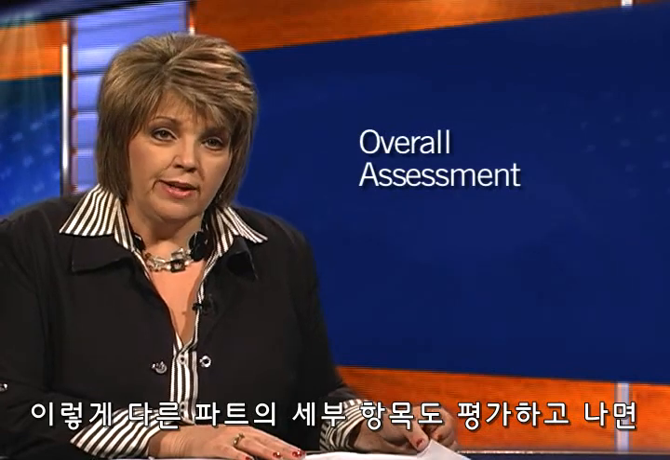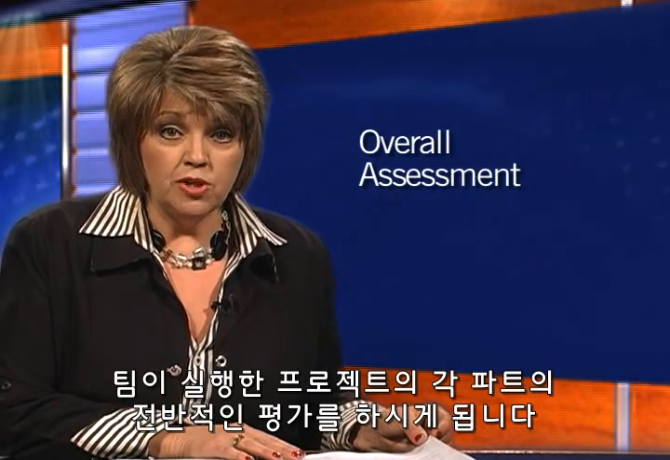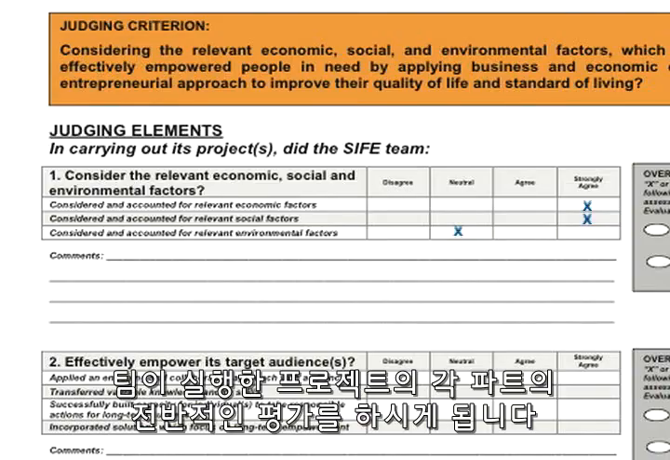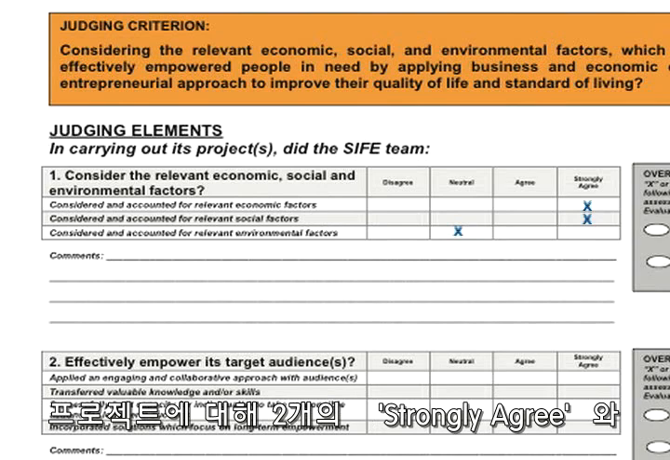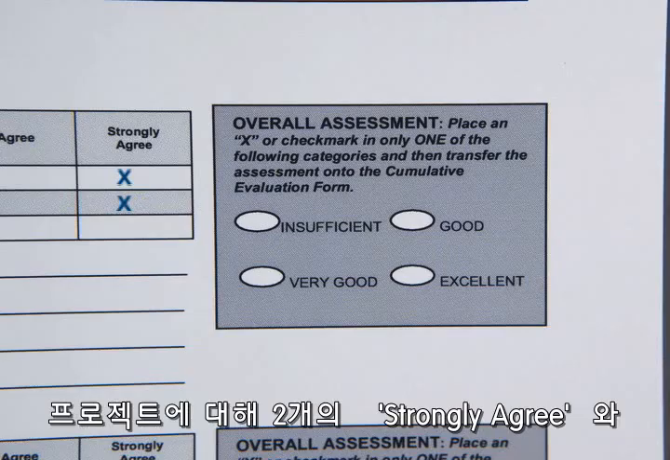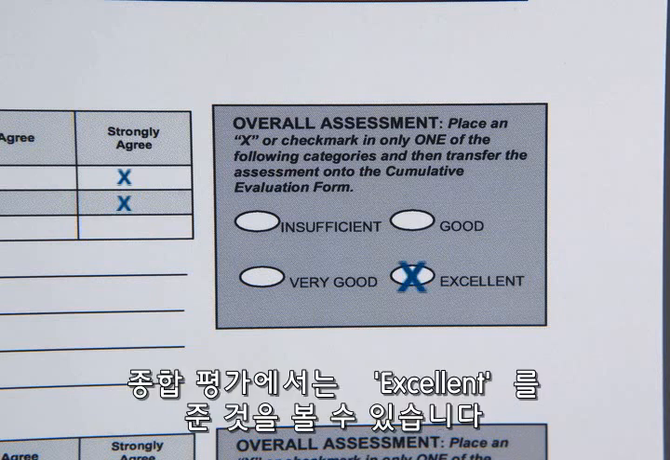After you've evaluated the different parts of these elements, you will make an overall assessment of how the team achieved each element as a whole. Going back to the example of the first element, note that the judge who rated the team ABC with 2 strongly agrees and 1 neutral still gave them the overall assessment of excellent because the team presented a strong case for its consideration and account for the factors deemed relevant.